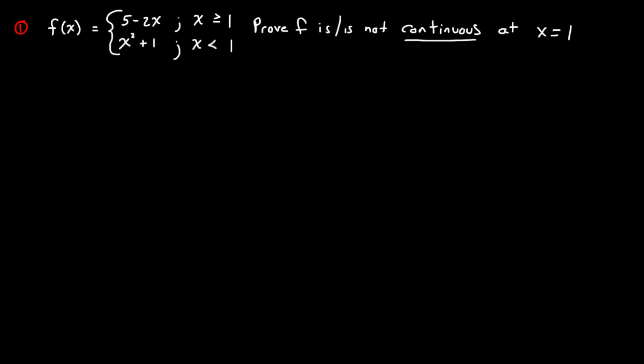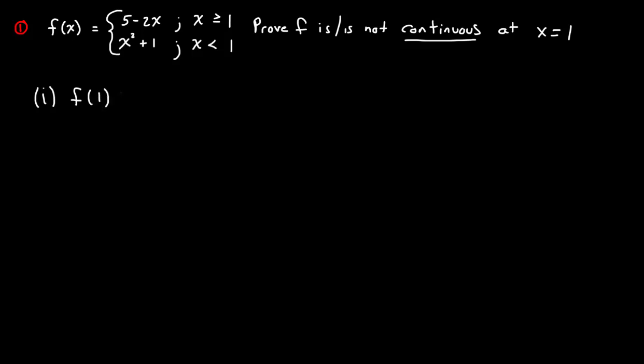Now we're going to do a formal proof. We're going to prove that f is or is not continuous at x equals a. I would like you to follow this format of the proof so that you don't skip any important elements of it. The first thing we're going to do is show that the function f has a value at the question point, in this case a equals 1.